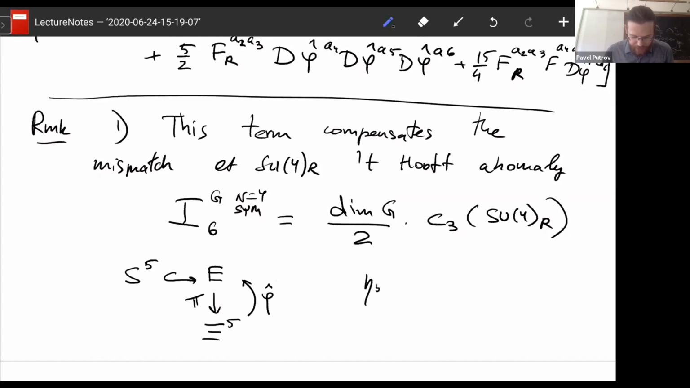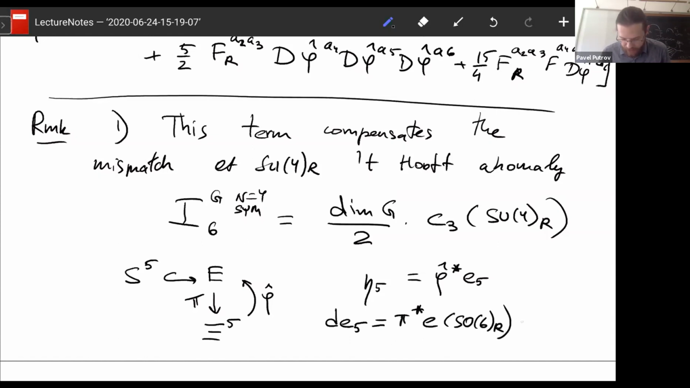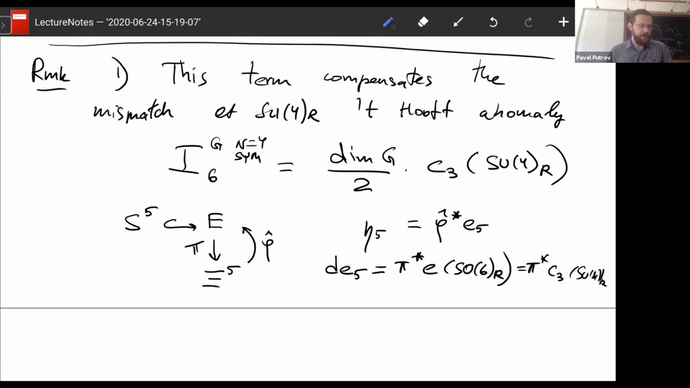And then this eta 5 form can be understood as a pullback of a certain form E5 on the base, the pullback to the base, to our spacetime, also a certain form on the total space, such that its differential is equal to the pullback from the base to the total space of the Euler class of the SO6 R bundle, which is the same as the third Chern class of SU4. So this is just a remark that this term is really constrained by anomalies.